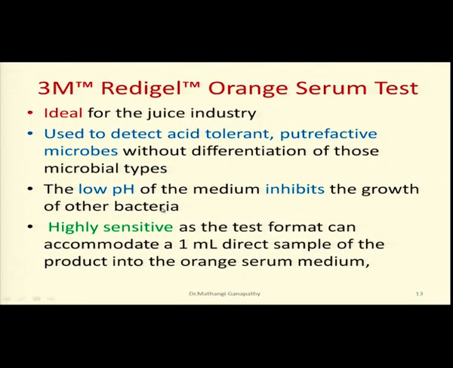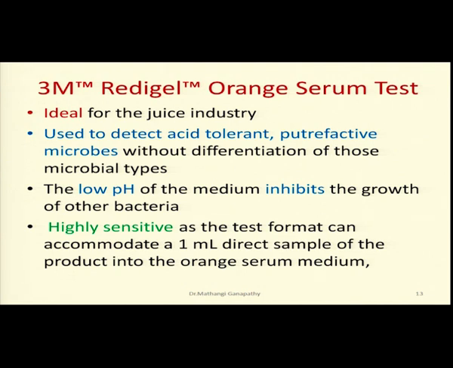We are going to just check whether there is microbial growth or no microbe present in the frozen juice or the sample juice. The low pH of the medium inhibits the growth of the other bacteria. So for example, orange juice is acidic, so normally only those organisms which can sustain and reproduce in the acidic pH would be growing there.